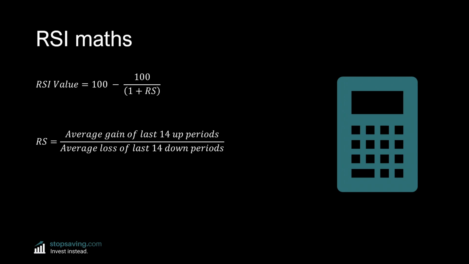For example, let's say we were using days as the period in this case. Over the past 14 days, there might be 5 days where the price went up and 9 days where the price went down. So here, the average gain would be the average percent gain of those 5 up days, and the average loss would be the average percent loss of the 9 down days.